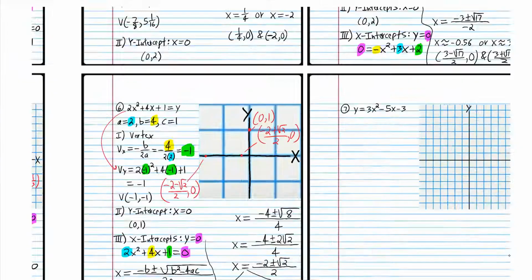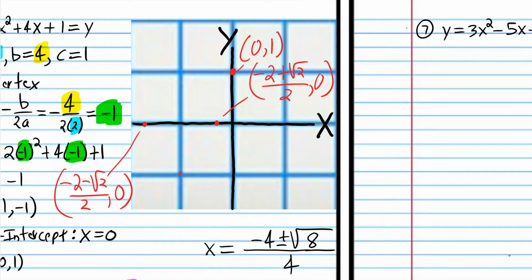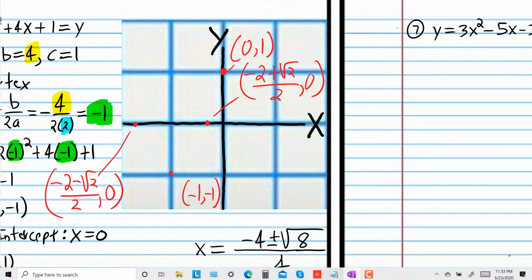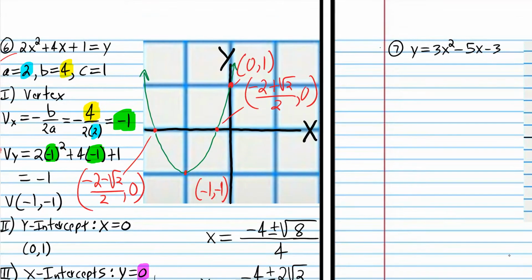And the vertex is negative 1, negative 1. So it'll be here. And now we just connect the dots. And of course, draw the line of symmetry. And our equation is going to be x equals negative 1.